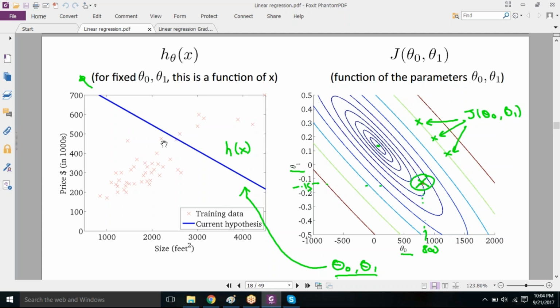On this data, I have chosen this line. Does this line seem to be a better fit for this data? No. I have chosen this line randomly, so some theta naught and theta 1 values I have randomly chosen. Even if you don't want to choose randomly, you can just choose 0, 0: 0 theta naught and 0 theta 1. So somewhere this line has come. This is the first step of gradient descent. Just focus on the left hand side, where I am setting this line up randomly.